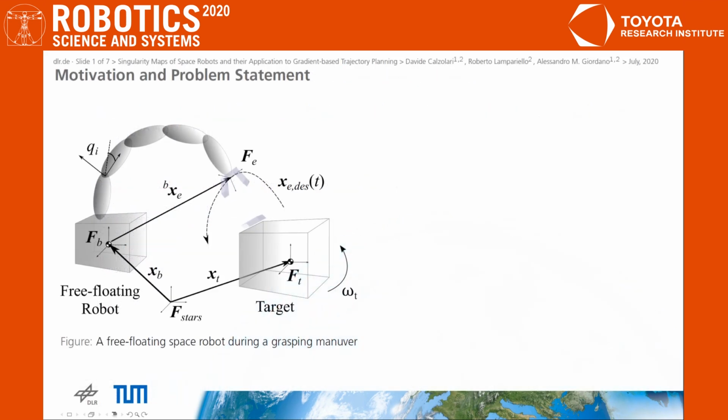In the context of trajectory planning for robot manipulators, it is well known that kinematic singularities must be taken into account to avoid serious performance degradation. Let us consider a grasping operation in which a free-floating space robot must follow a given trajectory in inertial space in order to capture a target satellite. If a singularity is encountered, there will be significant deviations from the planned trajectory.